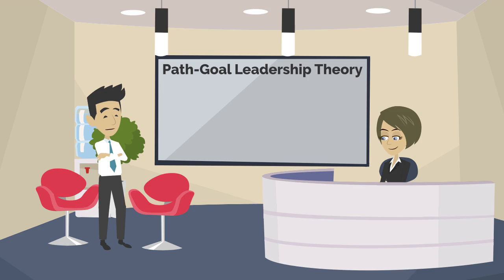Path-goal leadership theory assesses 2 major situational factors: the subordinate traits and the environment. Subordinate traits consist of authoritarianism, which refers to how much the employee defers to the manager or others, locus of control, which refers to how much the employees believe they can control achieving their goal, and ability, which refers to how able the employees are to complete the requirements of the job.